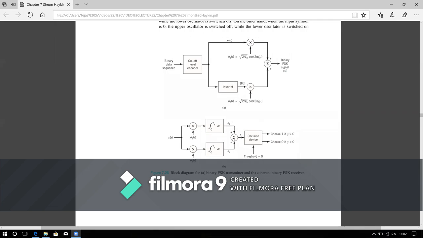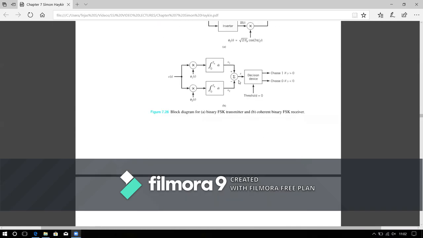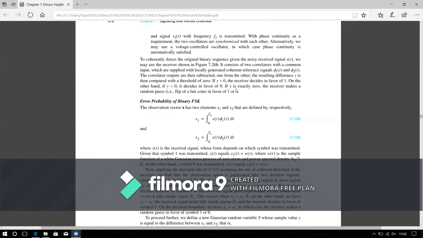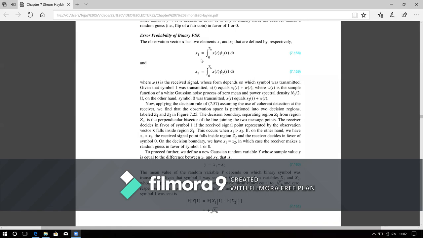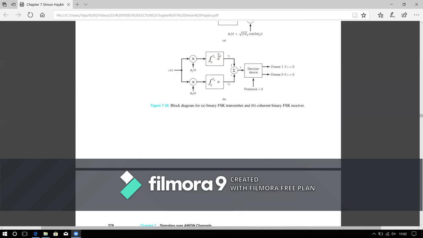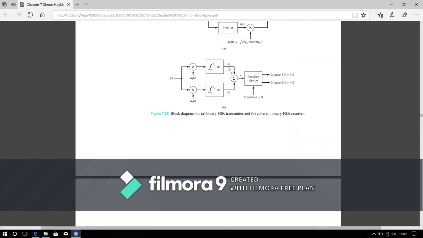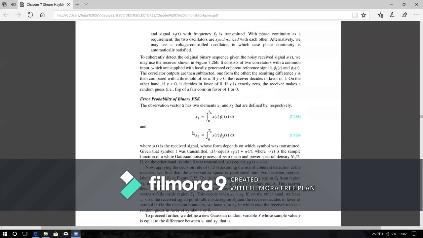So if you look at this diagram, you will be getting two elements of the observation vector, x1 and x2, and y is equal to x1 minus x2. Let me take what this x1 is. x1 is the element generated in the observation vector because of the received signal x of t. Since x1 is the output of the upper correlator, the locally used orthogonal function is phi1 of t. So I'm expressing x1 in terms of x of t and phi1 of t.